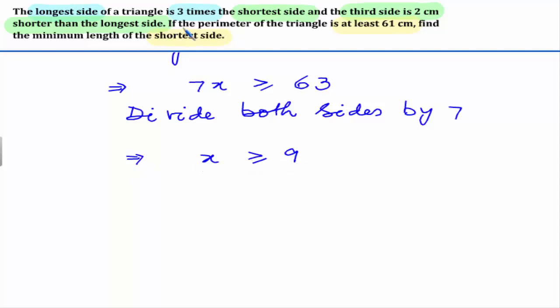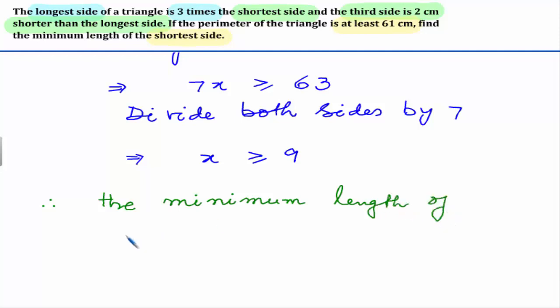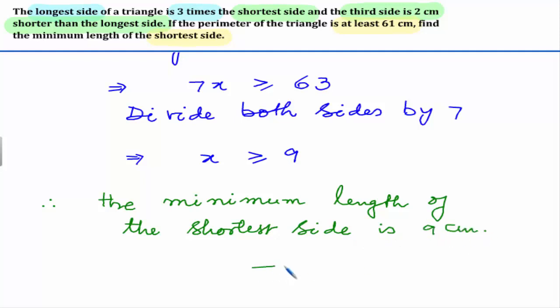But what is x here? x is the shortest side. So therefore we can say the minimum length of the shortest side is 9 centimeters. This is the end of the solution.